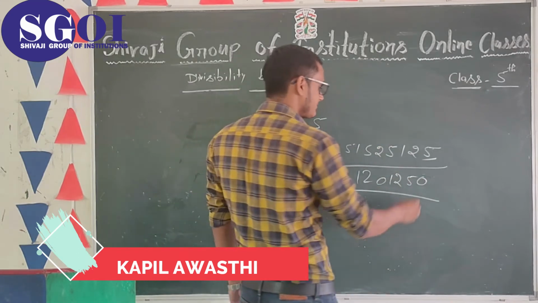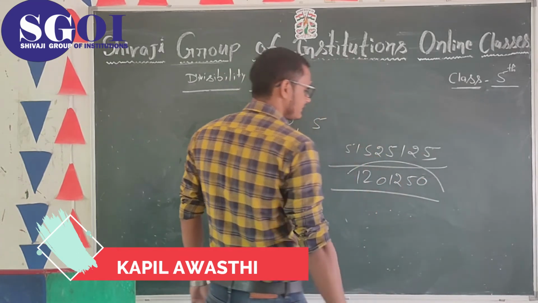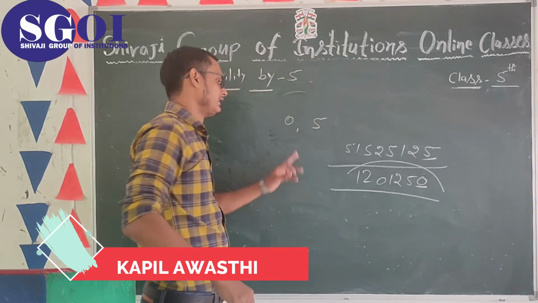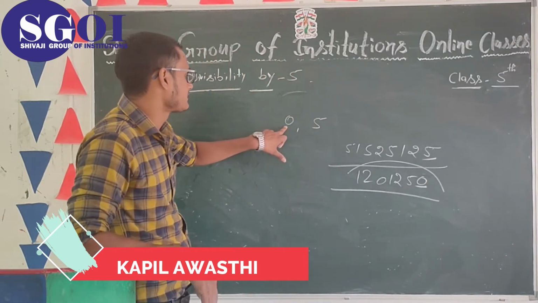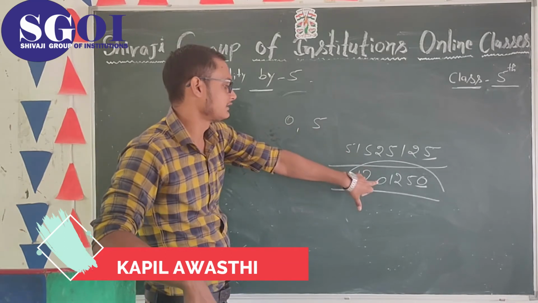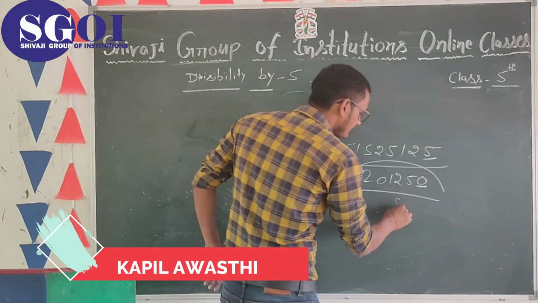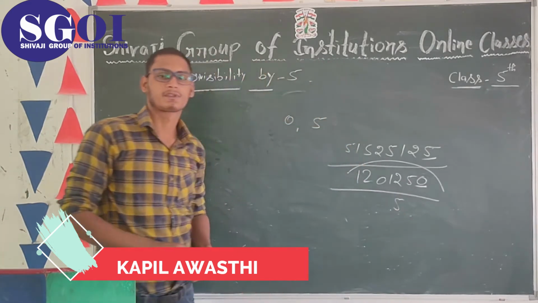Is this number divisible by 5? Yes, in the ones place the digit is 0. If the digit in the ones place is 0 or 5, the number is divisible by 5. So the number is divisible by 5. Understood?